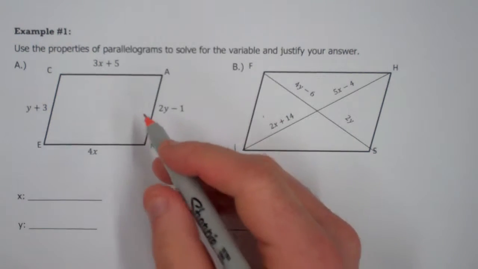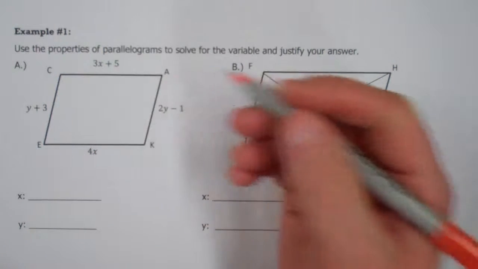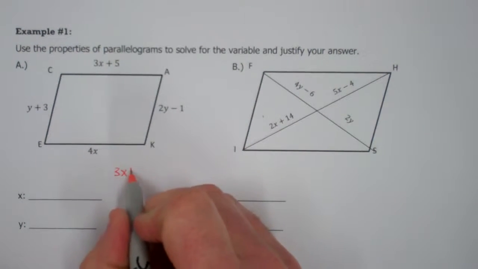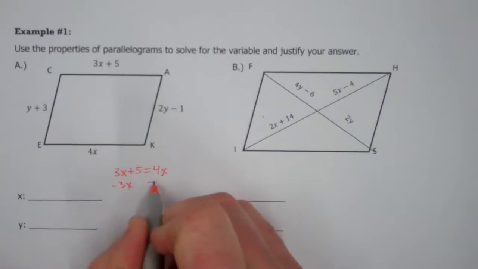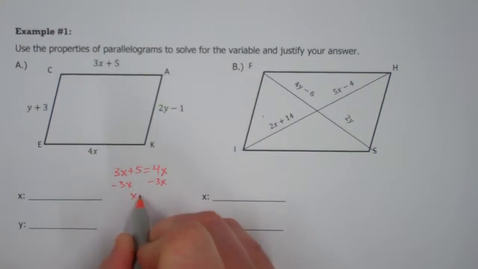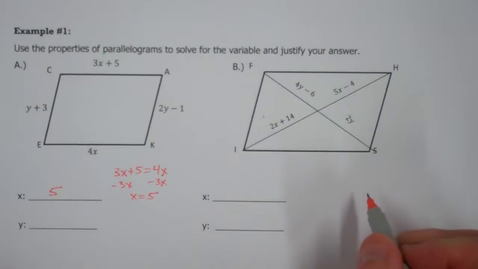And we know if we want to find x that opposite sides in a parallelogram are congruent. So we can just set 3x plus 5 equal to 4x. We'll subtract 3x from each side, and x will be just 5. So we can write maybe a 5 here.